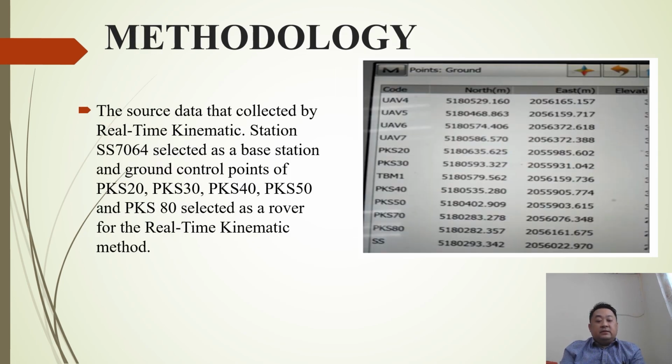This is the source data that was collected by real-time kinematic. Station SS7064 was selected as a base station, and the ground control points of PKS 20, PKS 30, PKS 40, PKS 50, and PKS 80 were selected as rovers for the real-time kinematic method. The data is processed on the spot using the Topcon Hiper VR equipment. This data will be used to compare the different coordinates of the control points for the accuracy comparison between the real-time kinematic method and the static method.